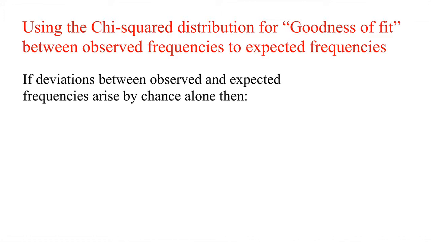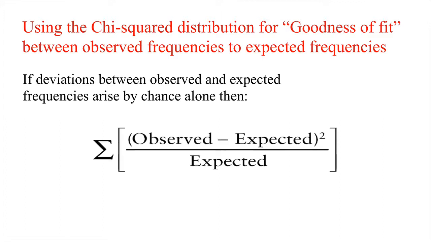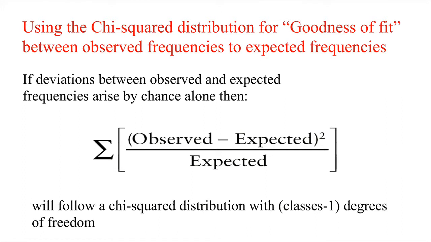Now, if deviations between observed counts and expected counts arise by chance alone, then a certain statistic, which is this one, the sum of the deviations between observed and expected squared divided by expected, summed over all individual classes, will follow a chi-squared distribution with the number of classes minus 1 degrees of freedom. Well, that's the theory. Let's see how it actually applies in practice.